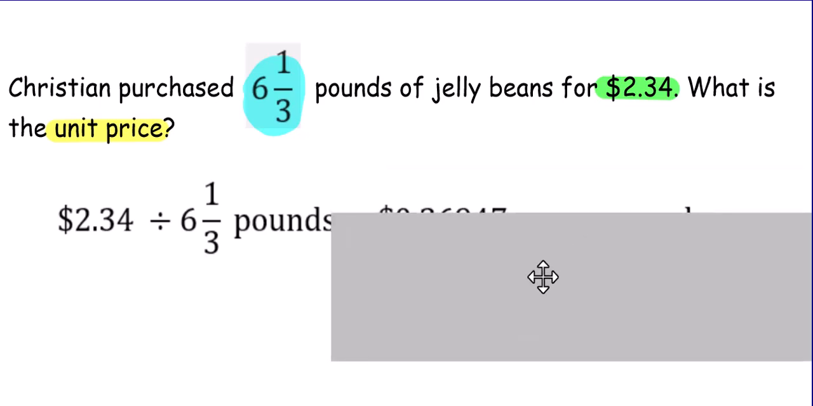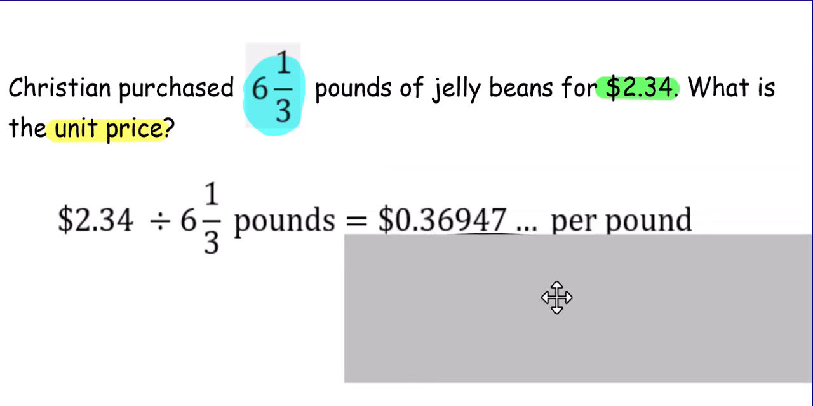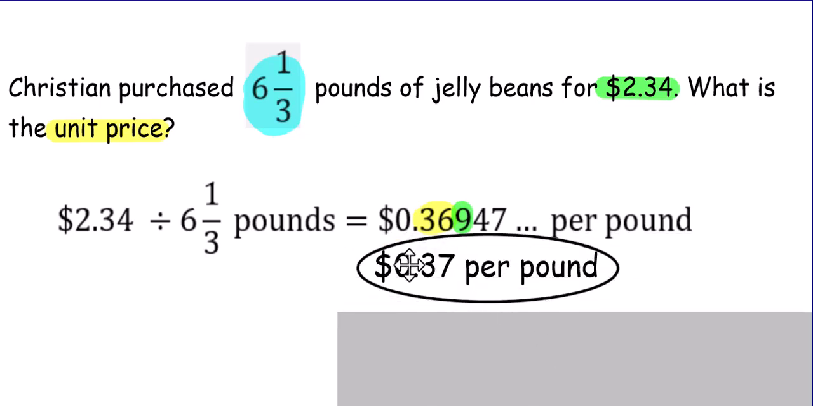When we do that, it's going to end up getting us this really long decimal here, the 0.36947. It keeps going in the calculator per pound. We do want to round that to the nearest cent, so keep in mind we look at those first two digits after the decimal point. We're currently sitting at 36 cents, followed by a 9, so we're going to round that 36 cents up to 37 cents per pound.